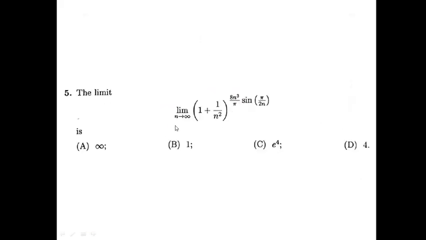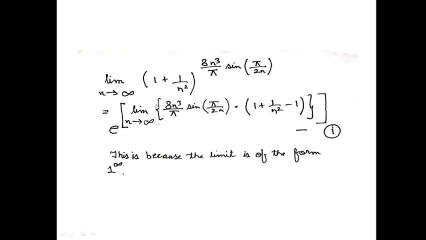Okay. Fifth question. The limit as n tends to infinity of (1 plus 1 by n squared) to the power 8n cubed by pi sine pi by 2n is. See, this limit is of the form 1 power infinity. If you look at it closely, it is 1 plus a very small number to the power of a very large number, that is infinity.